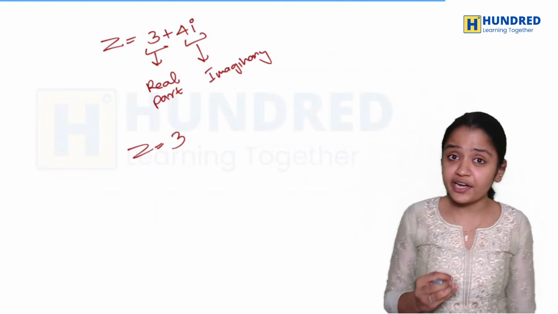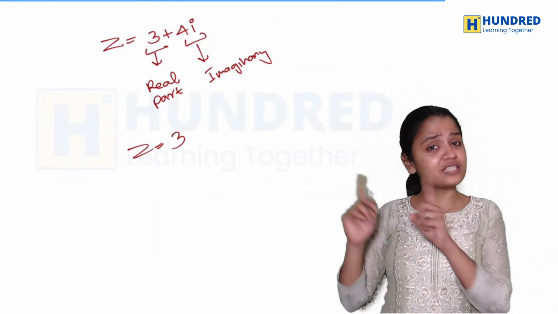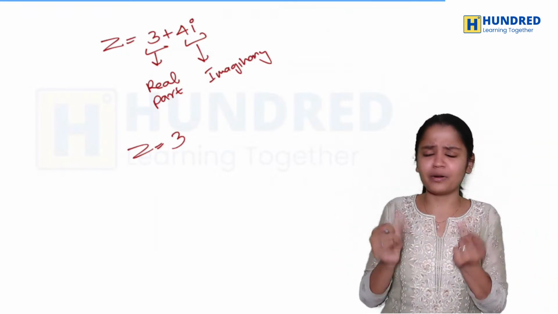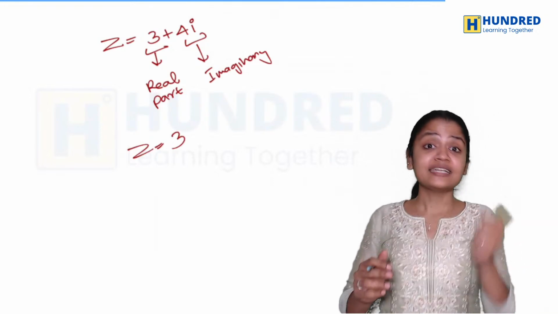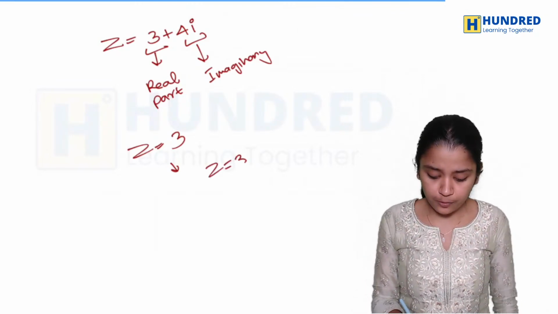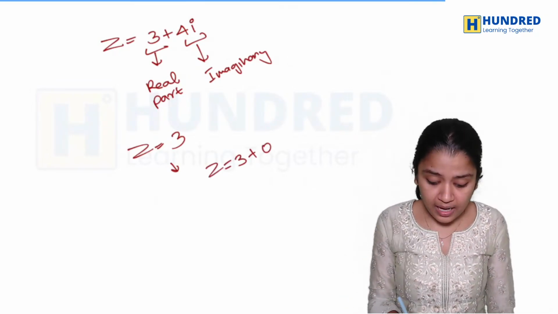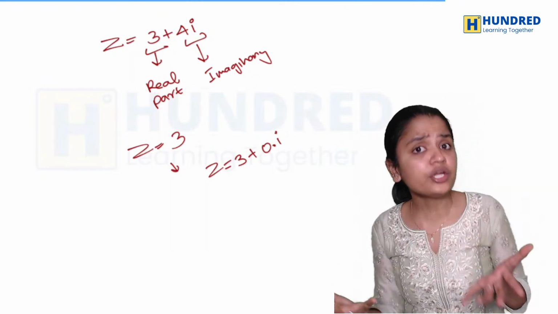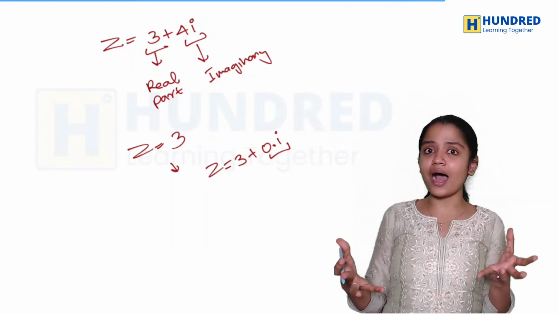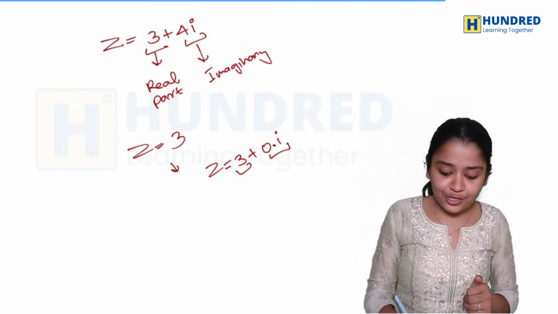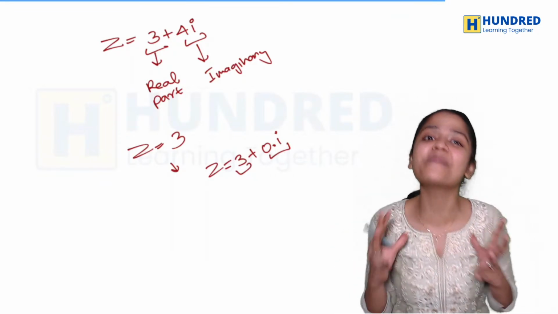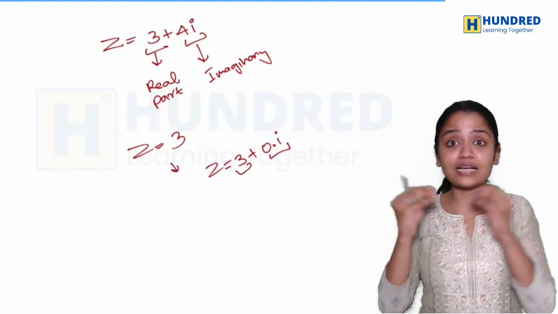Yes. I already told you any real number is a complex number because the complex numbers are a superset. Take any real number, it is a complex number. How? You can write Z = 3 as 3 + 0i. 0 into any number is 0. So your imaginary part is 0 into i and your real part is 3. So any real number can be expressed as a complex number. That is our conclusion from this.